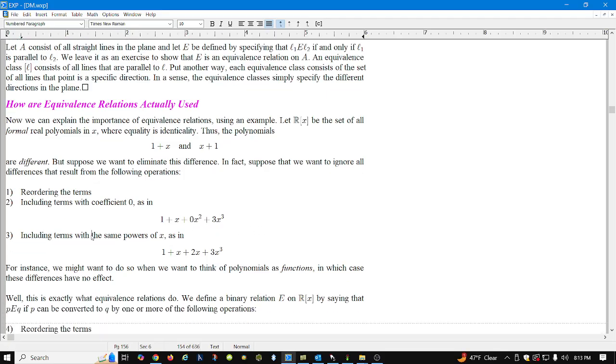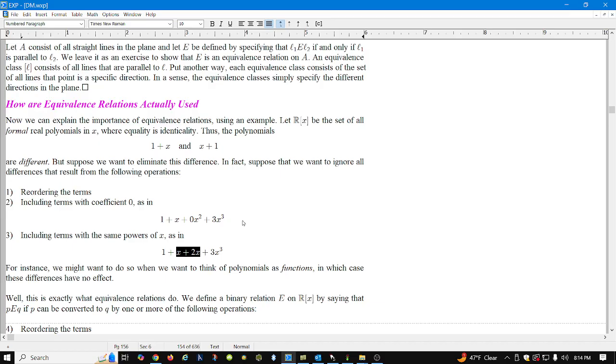I also don't want two polynomials that differ in that there may be two terms, like terms as they say, terms with the same power of x. I want to ignore that difference. Why would I want to do these things?